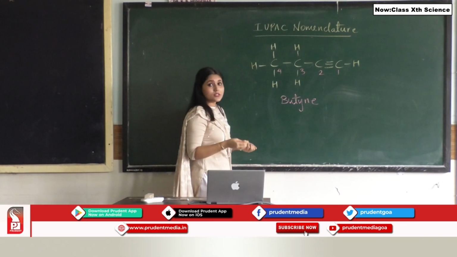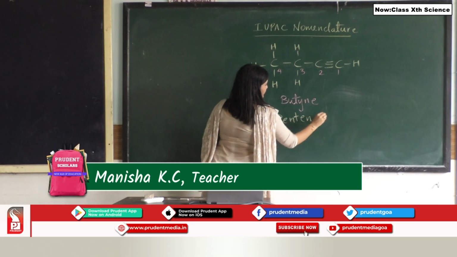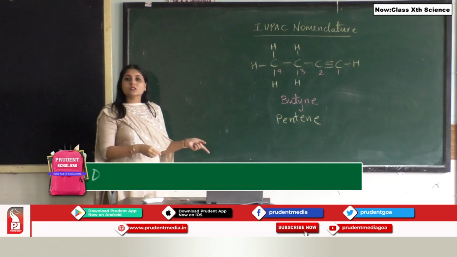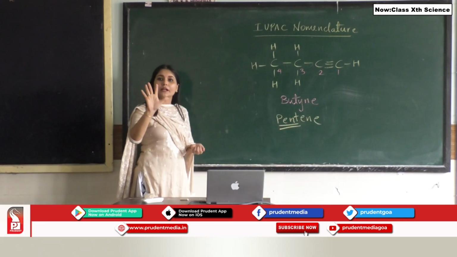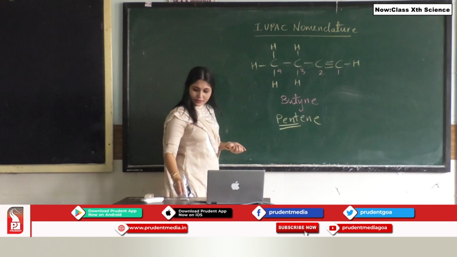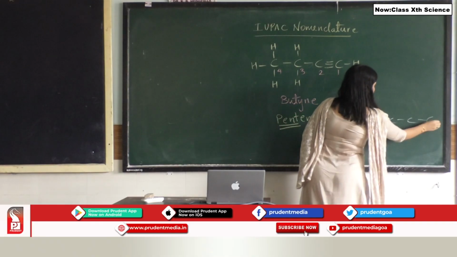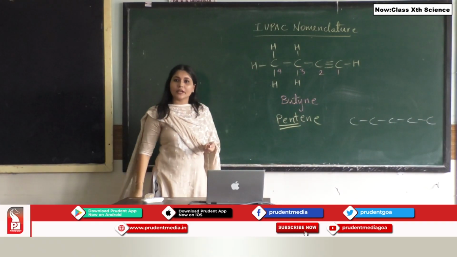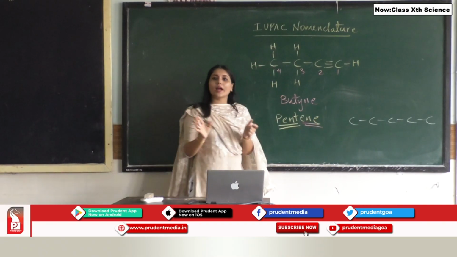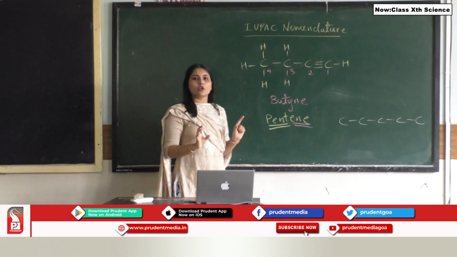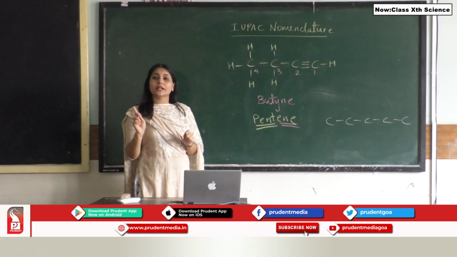Let us take another example. Suppose I want to draw the structure of pentene. To draw the structure of pentene, the number of carbon atoms: pent means how many carbon atoms? There are 5 carbon atoms. So I will draw the skeletal structure of 5 carbon atoms, and I know my suffix is "-ene". Since the number is not mentioned and it is just pentene, at the number 1 position there is a double bond.